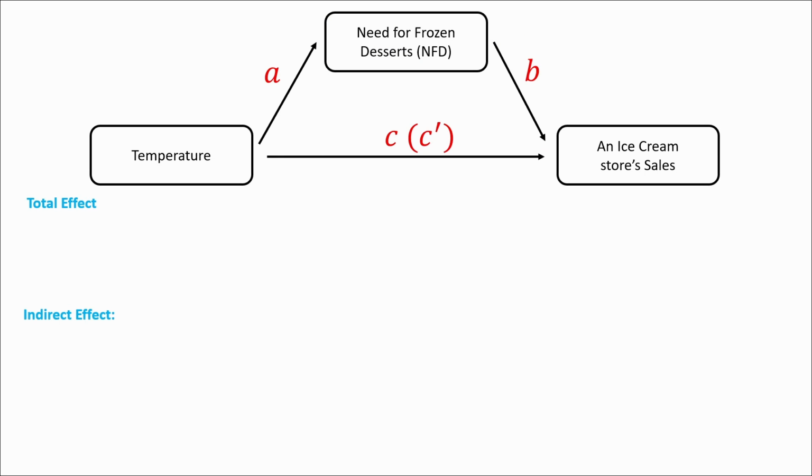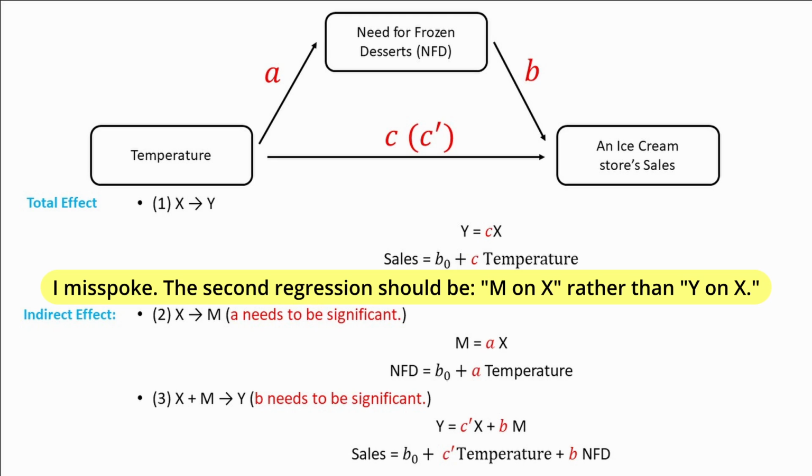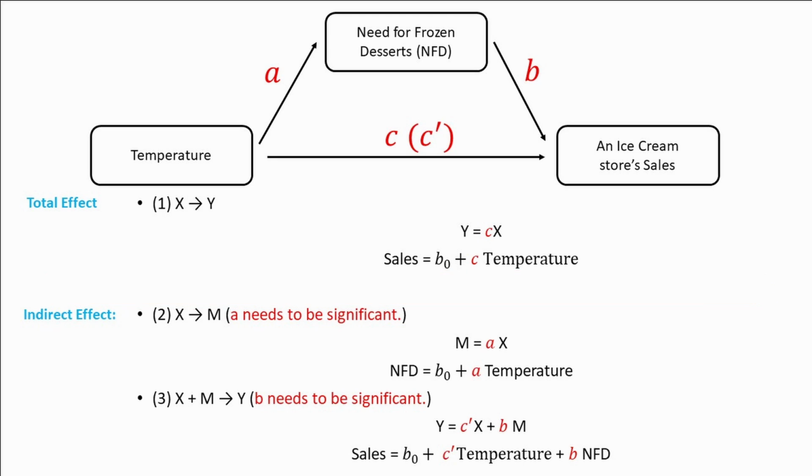So we can first regress the total effect, namely X to Y. So here we regress the Y on X, and we get the regression coefficient C, which is the total effect. And then we can do the second regression, M on X, we get the A, and Y on X and M, we get the B and C apostrophe. So as you can see, we can use this example to explain the total effect, indirect effect, and direct effect. Let's shift to SPSS.